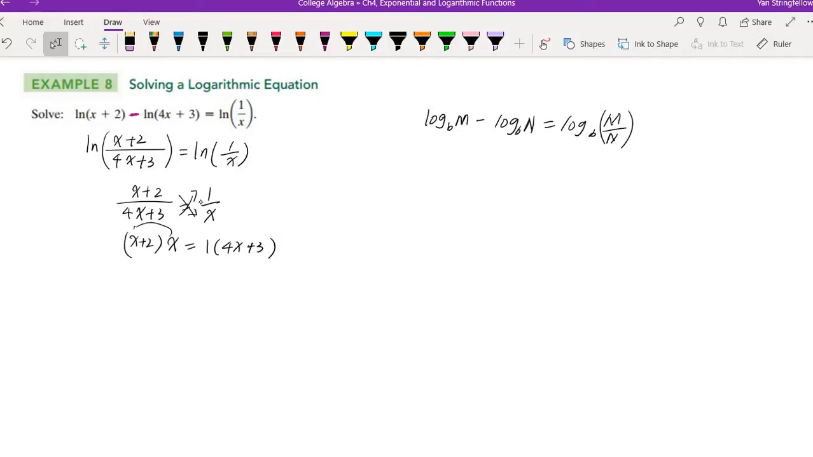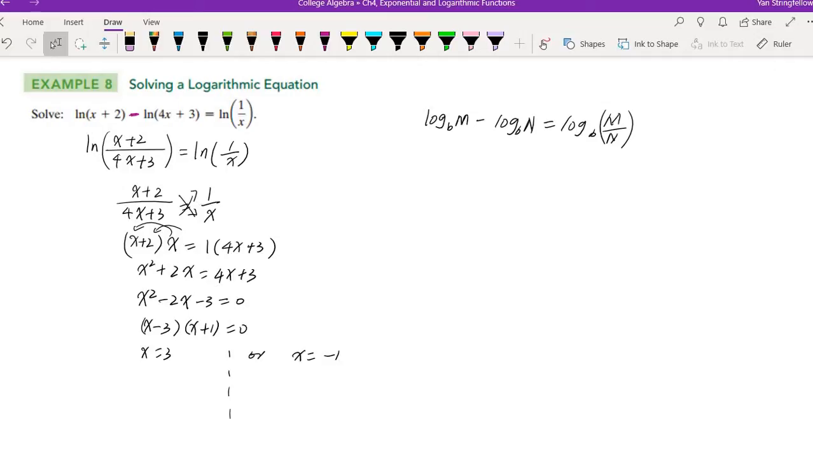Okay, so now we're doing distribution. And then we're going to have x squared, and we're going to move everything to the left side. That will be negative 2x, and then negative 3, equals 0. You can take your time. Now we can factor it, and then we can simplify it. Then we're going to have x equals 3, or x equals negative 1.